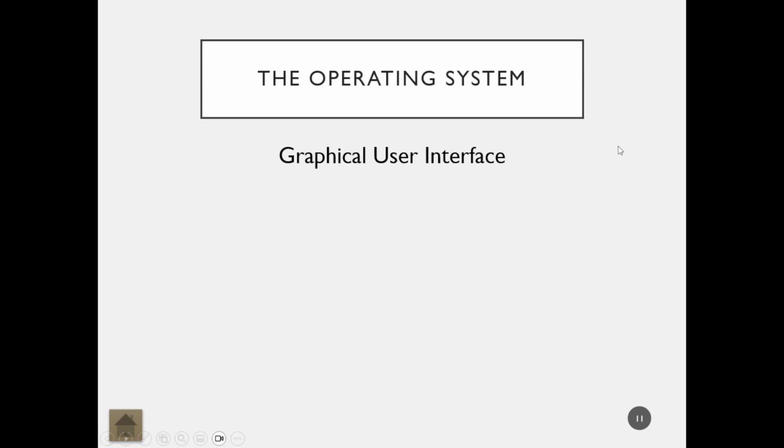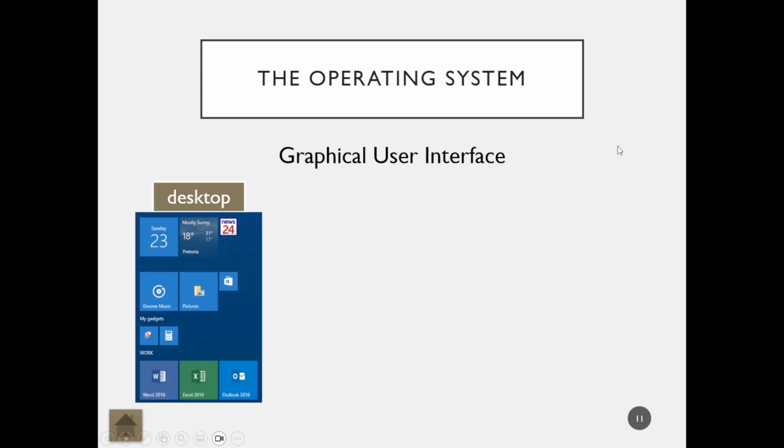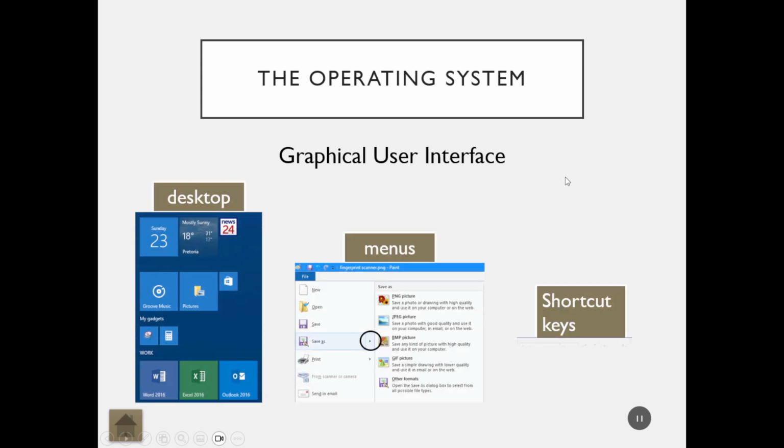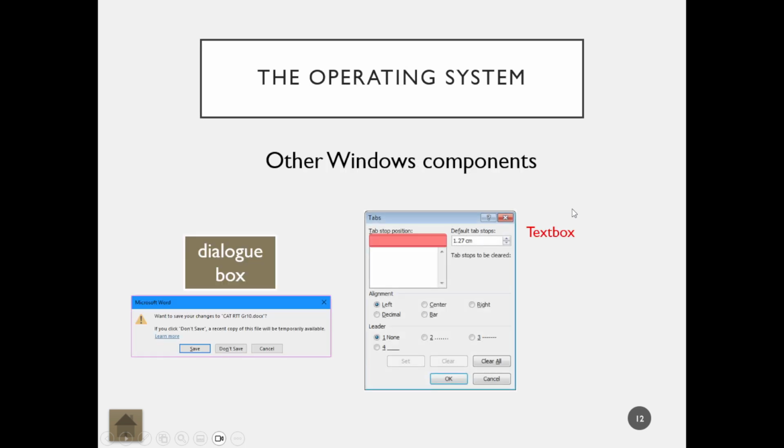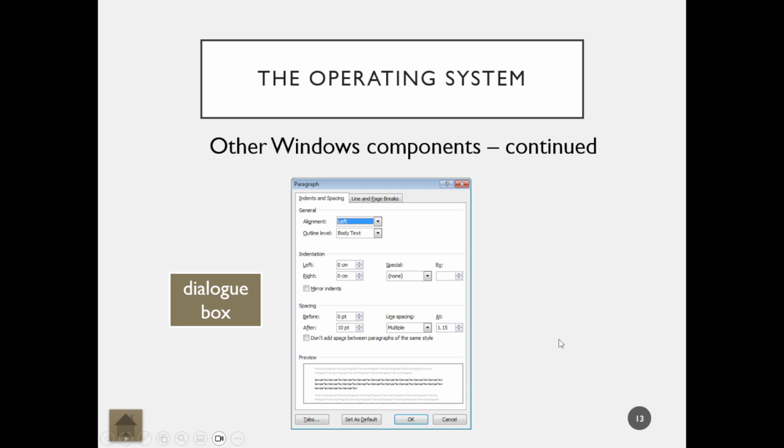Now, here's a few examples of what the graphical user interface allows us to do. For many of you, you are used to seeing this, but this is not how computers used to operate. It used to be black and white screens. There were no pictures. There were no dialogue boxes like this. There were no menus, text boxes, spinners, radio buttons, command buttons, all of these things. This was not the norm.